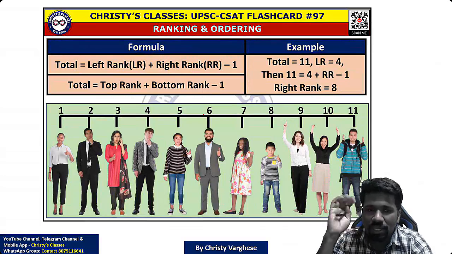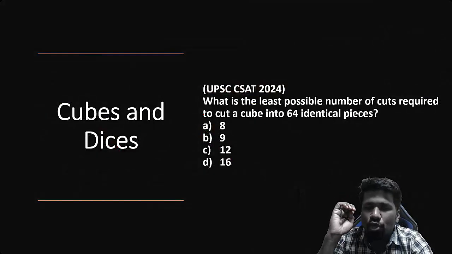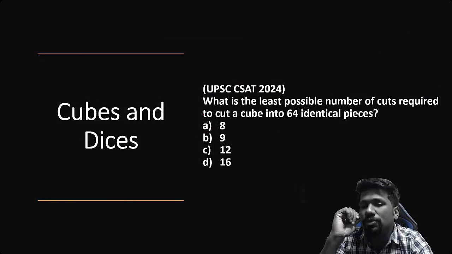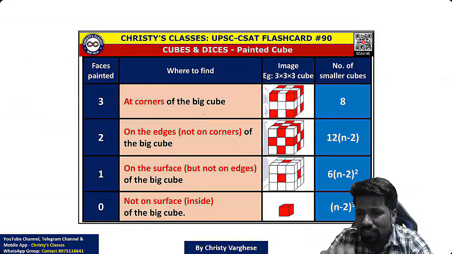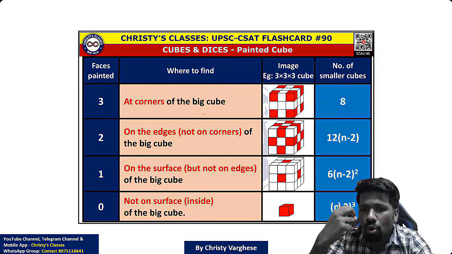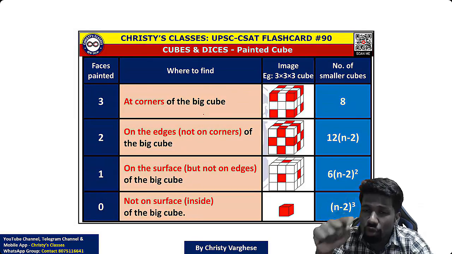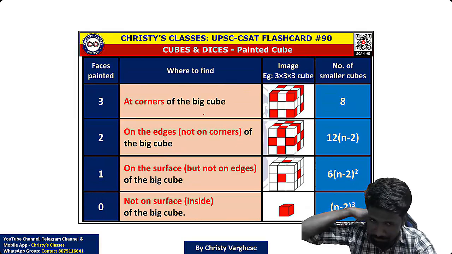So basic theory, basic formula, we will be discussing. Cubes and dices. 2024 also, questions were asked from cubes and dices. This single flashcard is enough to do all questions from this painted cubes or counting of cube chapter.